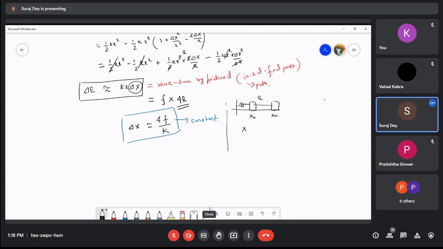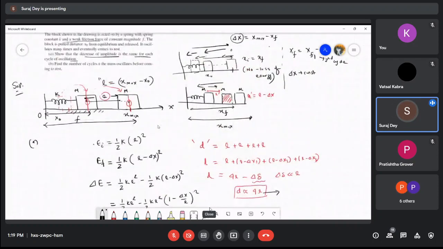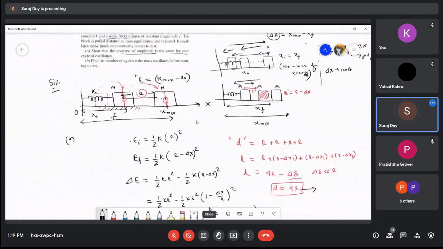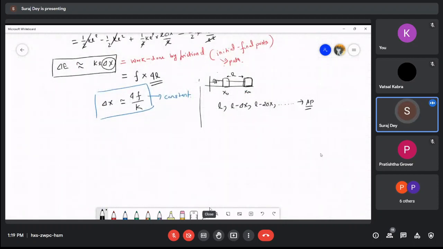And so initially the amplitude was L, so this is the total amplitude of the oscillation. After one cycle, the amplitude will decrease by some delta x, and after the second cycle, it will decrease by 2 delta x, and this will go on. So this is an arithmetic progression series, as you have learned. And so the second part of the problem is to find the number of cycles such that the mass will eventually stop.